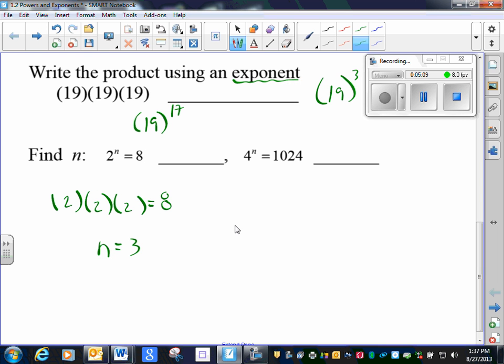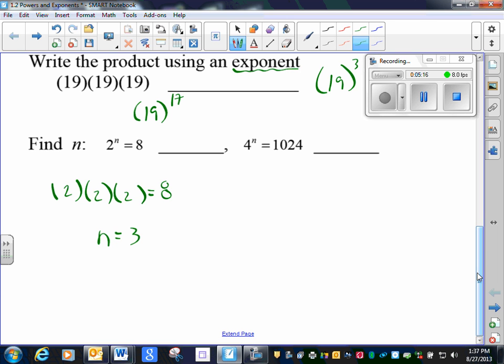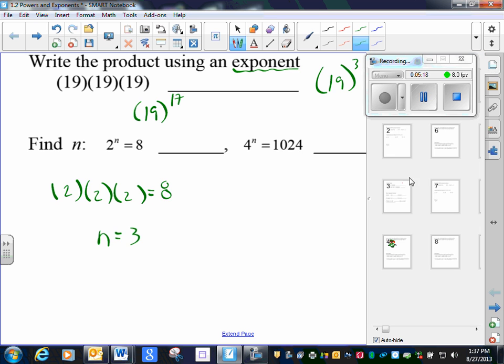Why don't you figure out the next one for me? How many times do I have to repeat 4 as a factor to get up to 1024? So you guys can fill that in as you go.